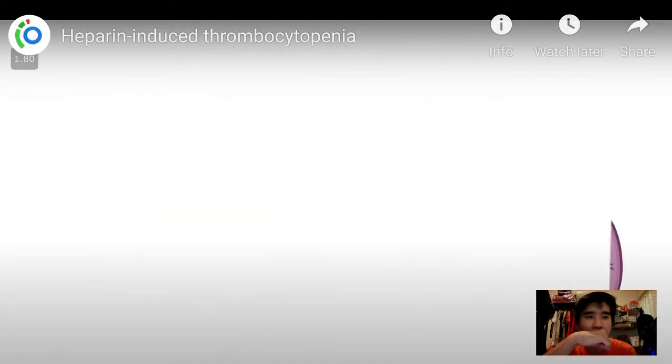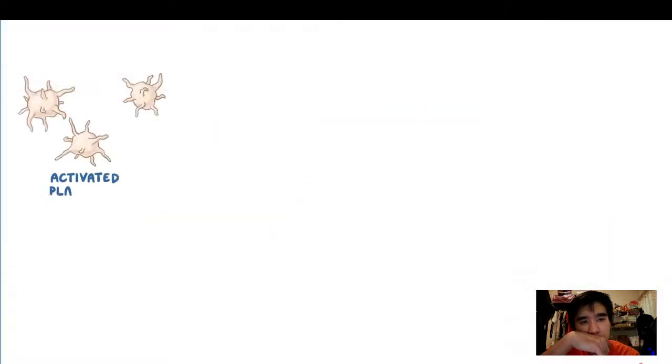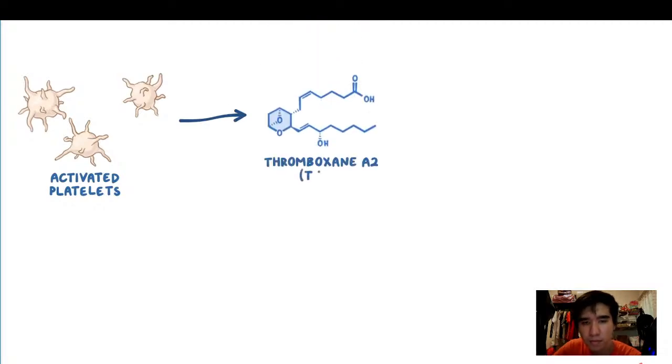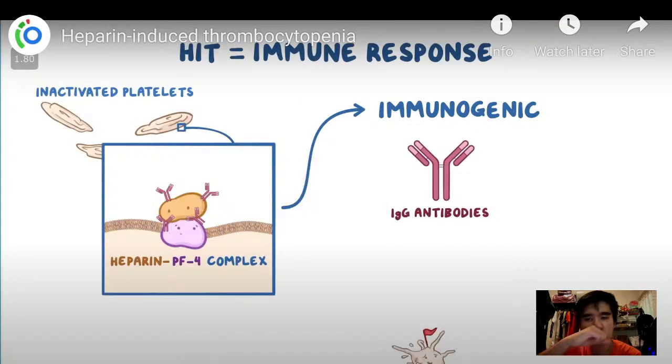Now, when the antibody binds, it causes the platelet to activate. The activated platelets release procoagulant chemicals like thromboxane A2, or TXA2. Antibodies will bind to the heparin PF4 complex and mark it for destruction within the spleen.